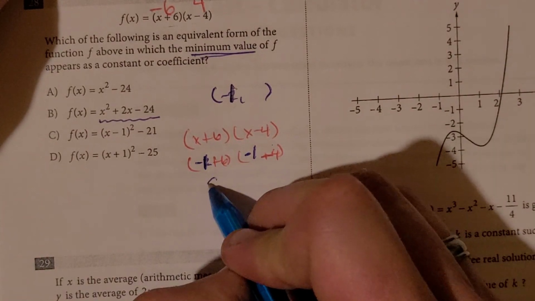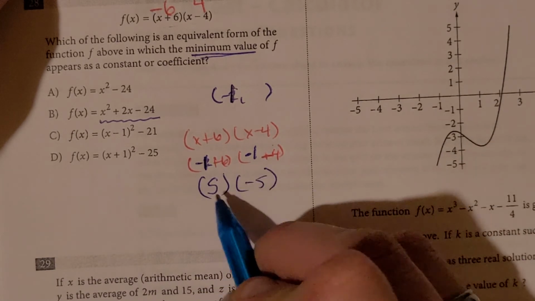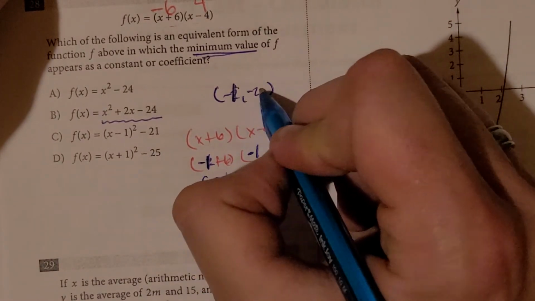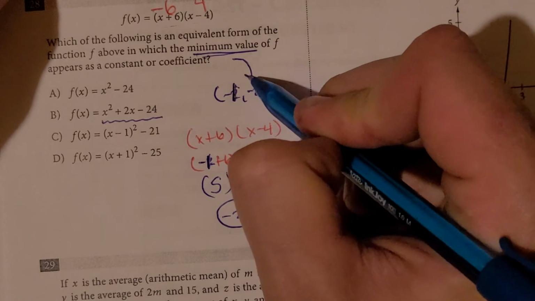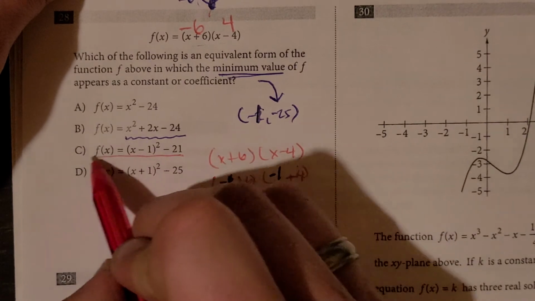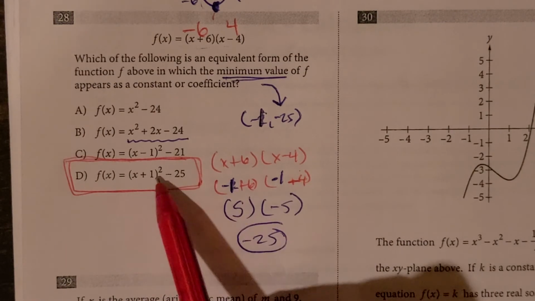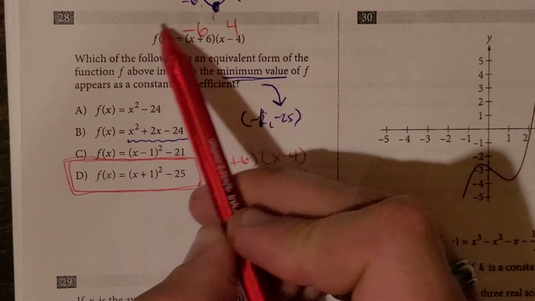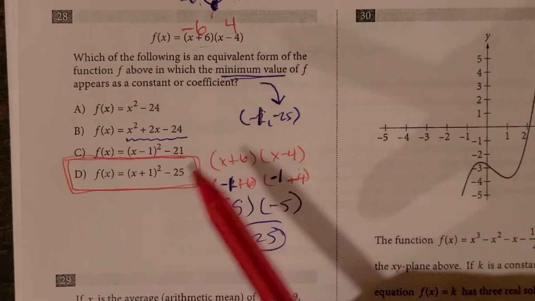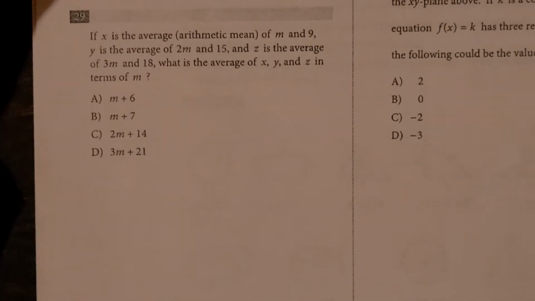-1 plus 6 is 5. -1 minus 4 is -5. 5 times -5 is -25. So meaning the y value, or the minimum value, is -25. So you're looking for something on here that has -25. Boom, there it is. Okay? This is actually the same exact thing as f of x, but it's written in vertex form. But all you had to do here was find the minimum and then figure out which one of these said -25.